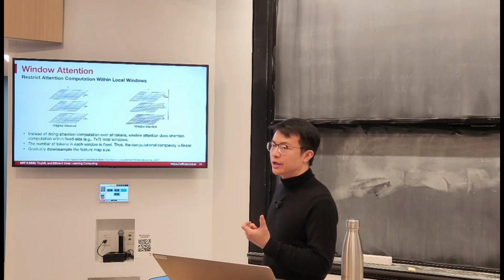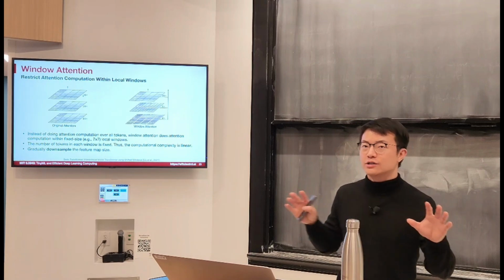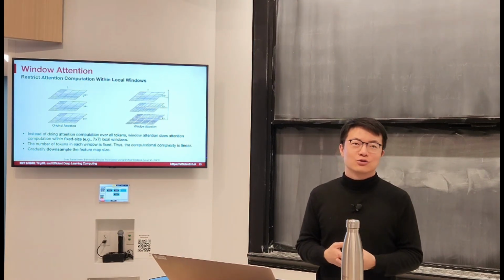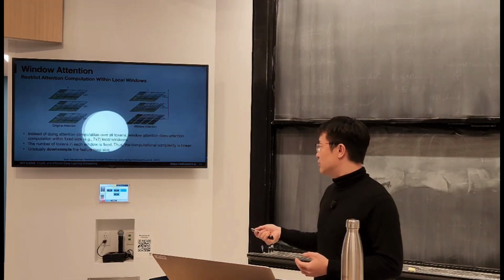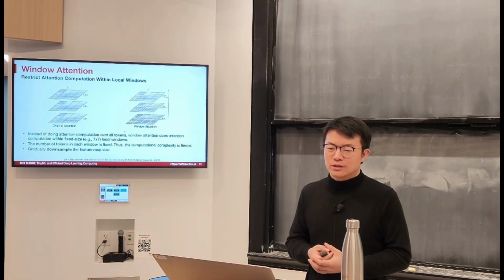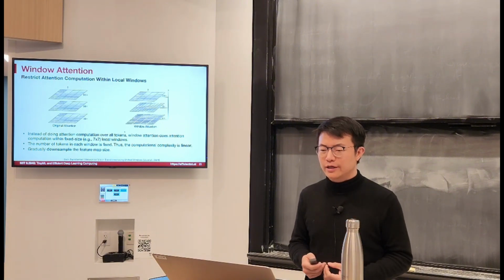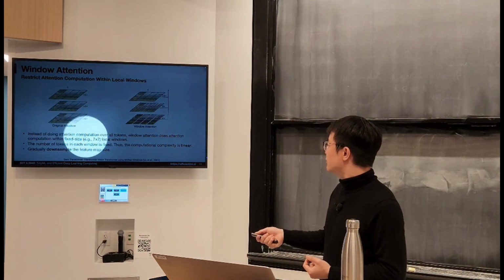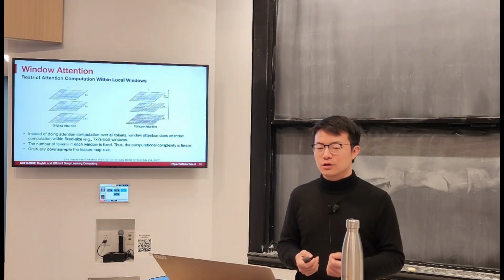Previously, we were converting the patches across the whole image, so every patch in the image can attend to each other. If the image resolution gets pretty large, the computation grows quadratically. Instead of doing attention computation over all the tokens, we can apply window attention, where the attention mechanism only happens within the window. Say this window size is 7 by 7, so the attention only happens within this local window.